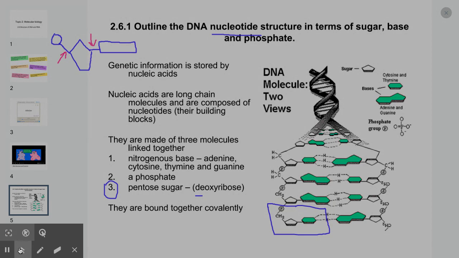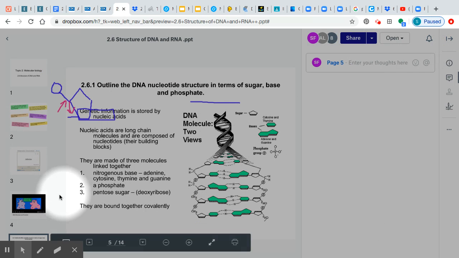Let's go to the next screen. I think I have to make this smaller in order for it to go. Okay.